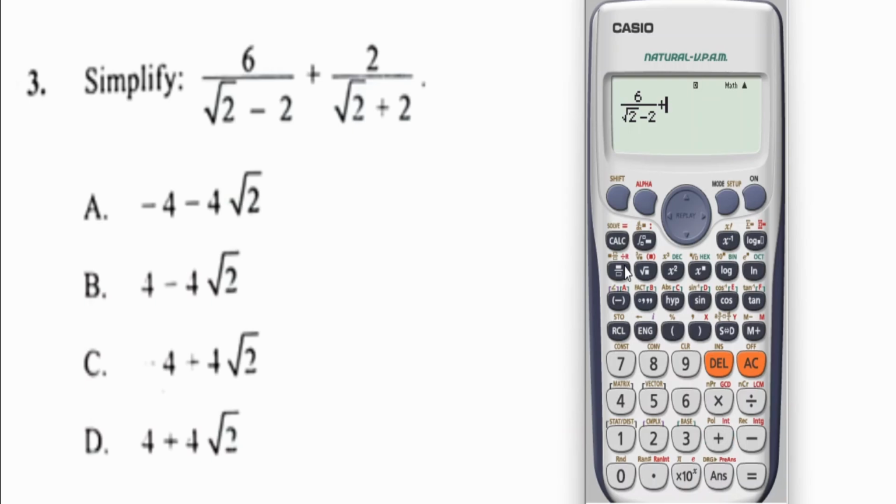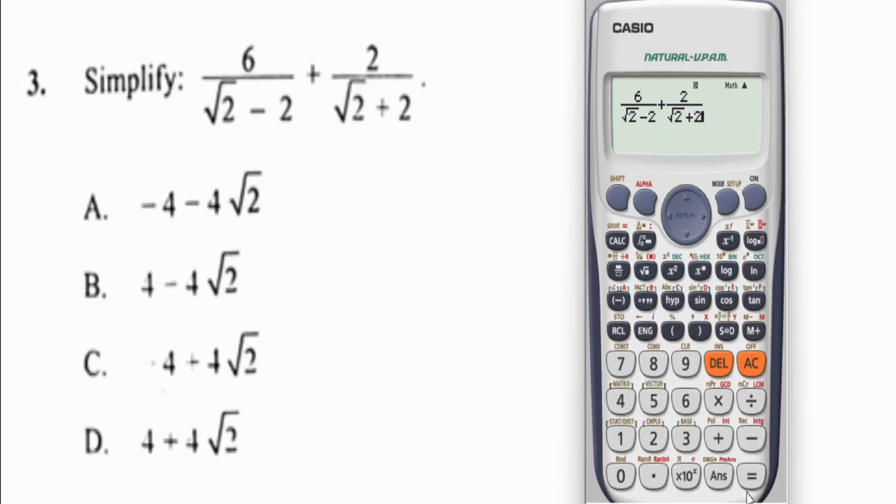Then plus fraction 2, down arrow key, square root of 2, right to bring it out, plus 2. And then make sure we inspect it to make sure they look the same. The question and whatever we have on the calculator look exactly the same, because that's the advantage of this calculator actually, that you put the problem in the way you see it on the paper.